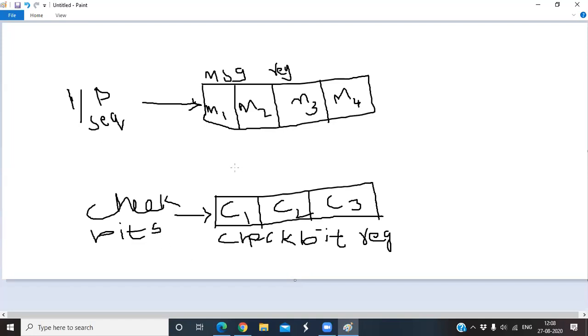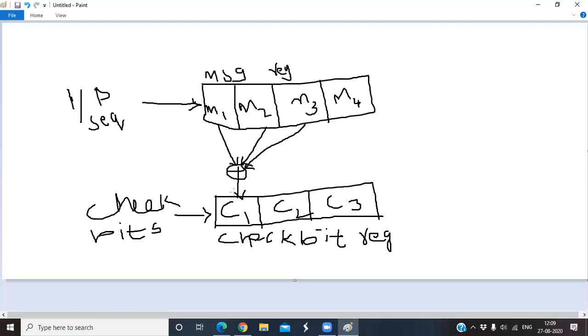Now, suppose this is XOR. Very simple, easy. M1 XOR M2 XOR M3, that is equal to C1. That's it. Simple. Now, is this clear? M1 XOR M2 XOR M3 equals C1.